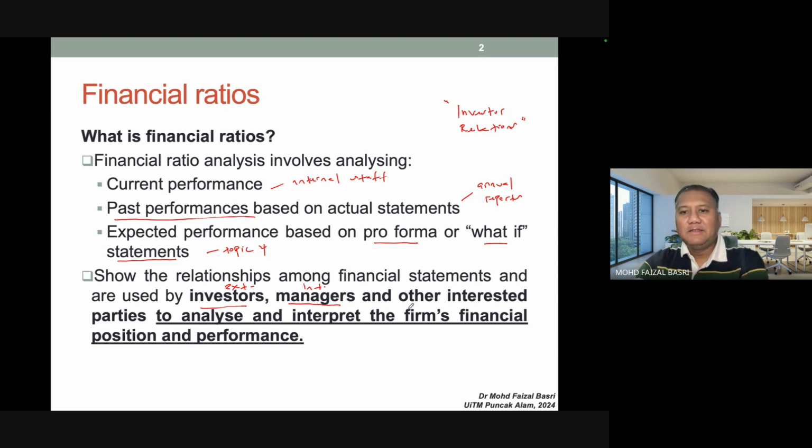And any other interested parties that want to know how the companies perform. Any other interested party can be anybody. It can be students like you all, who will also need to know later. Right, students, to analyze and interpret the firm's financial position and performance. The terms used here, financial position and performance, are not just put there. Financial position is actually referring to the balance sheet, and the performance is actually the income statement.